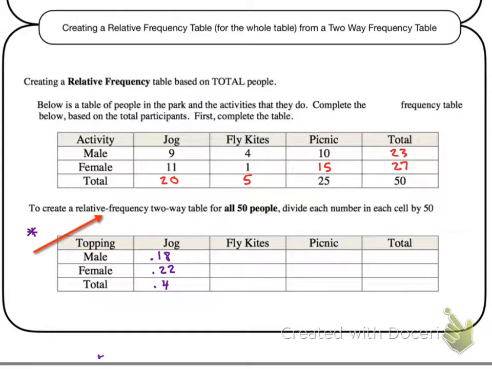So we're taking these numbers and just writing their frequencies down. So 4 out of 50 gives me 0.08. 1 out of 50, 0.02. 5 out of 50 is going to be 0.1. My picnic guys, 10 out of 50 is going to be 0.2. 15 out of 50 is going to be 0.3. 25 out of 50 is going to be 0.5. 23 out of 50, 0.46. 27 out of 50 should be 0.54. And this here, total would be 1. Right, so that's the same as 100%.